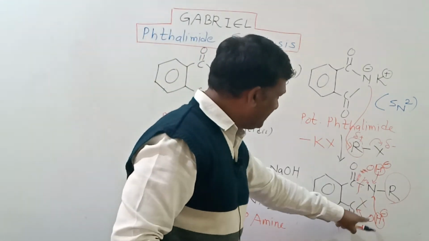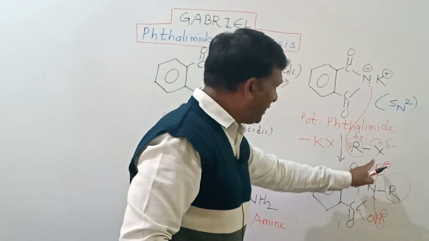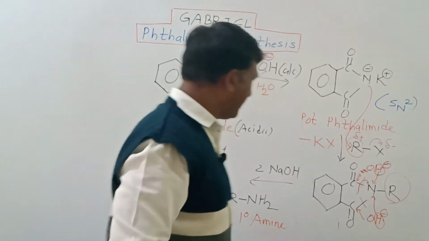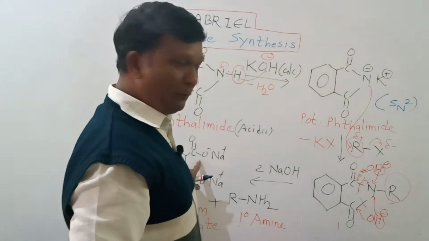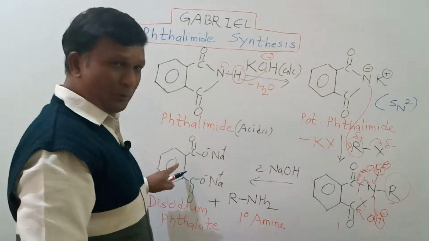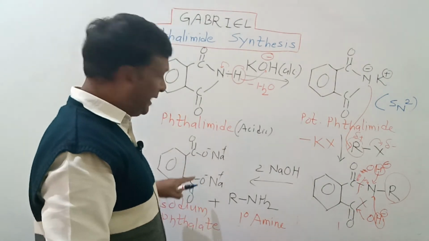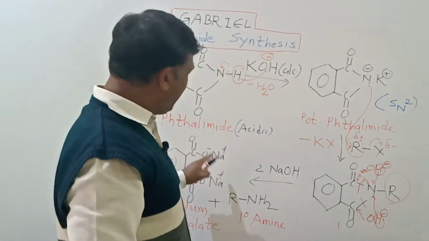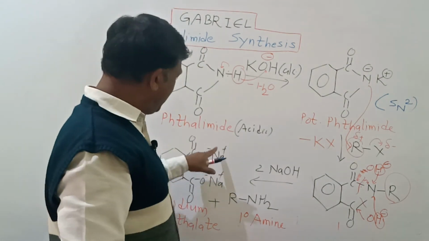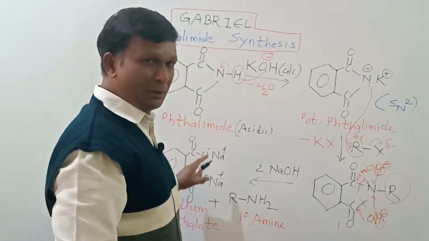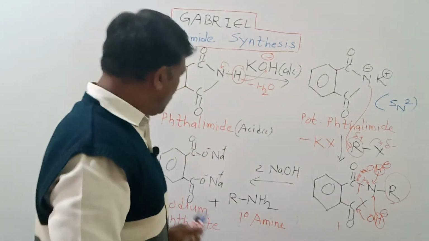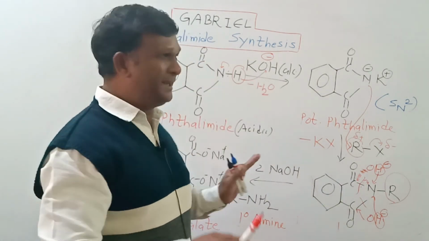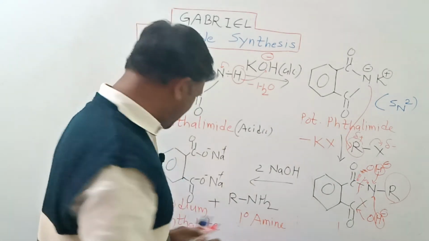When the oxygens liberate the hydrogens, they will acquire the negative charge. So here we will obtain this disodium phthalate ion. Initially the phthalate ion is formed, which remains in combination with the sodium ions, which are positively charged species. So that is all about the mechanism of this reaction.